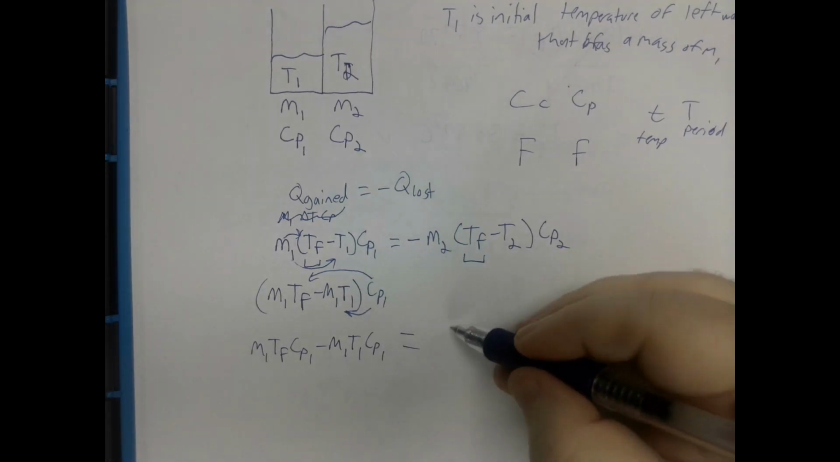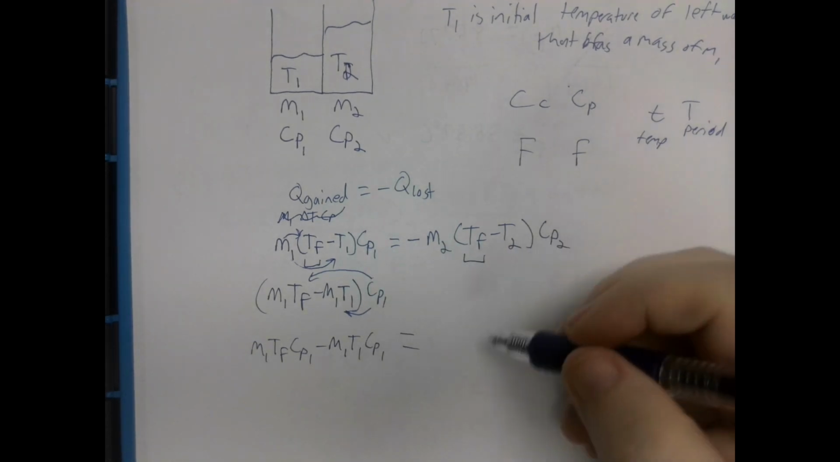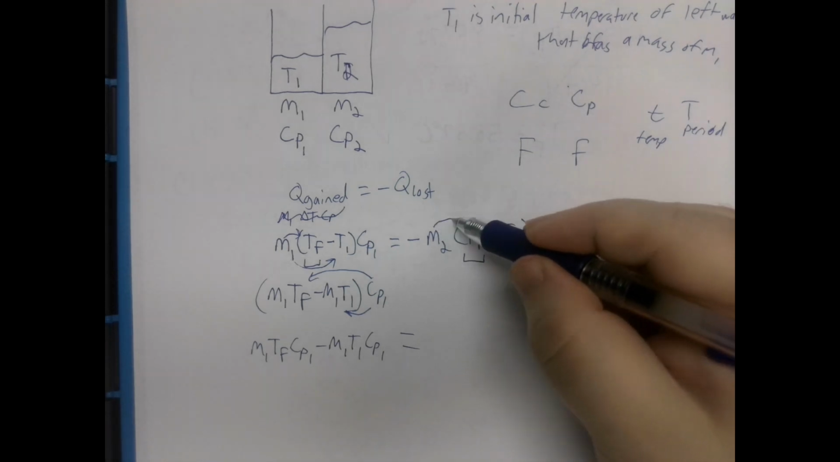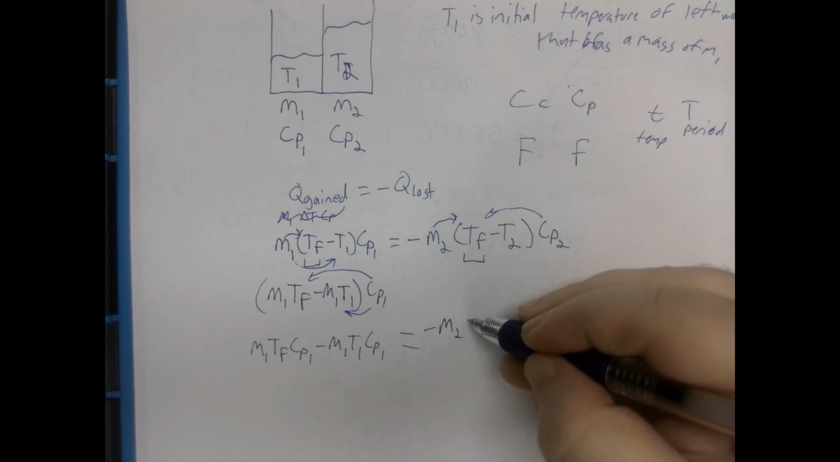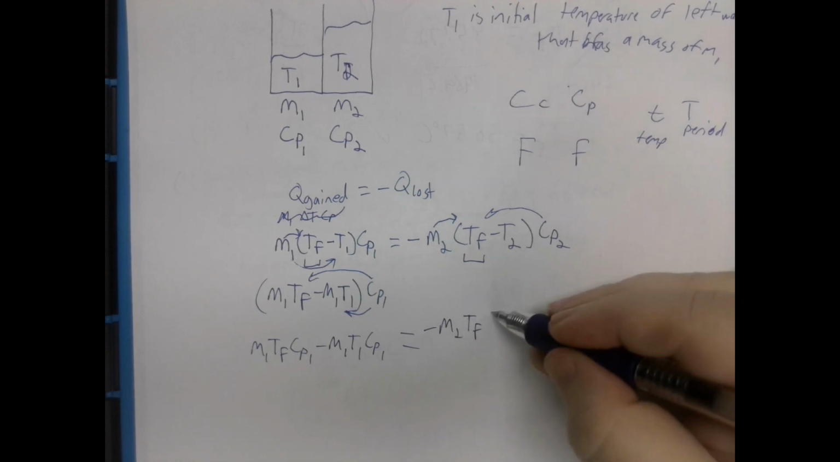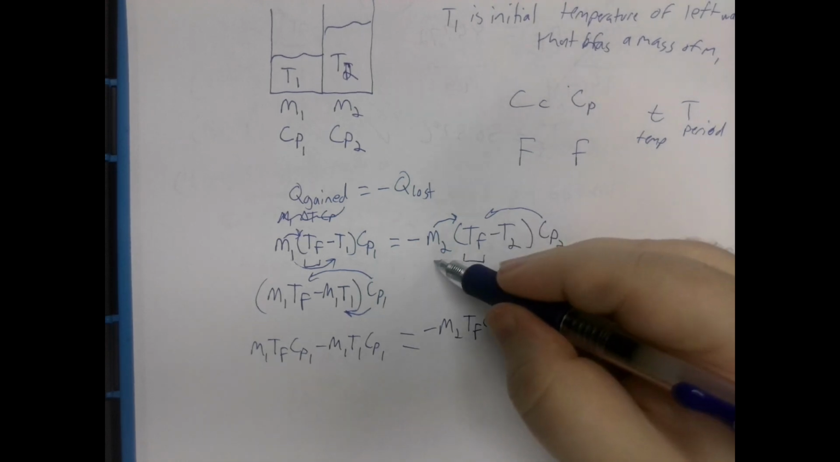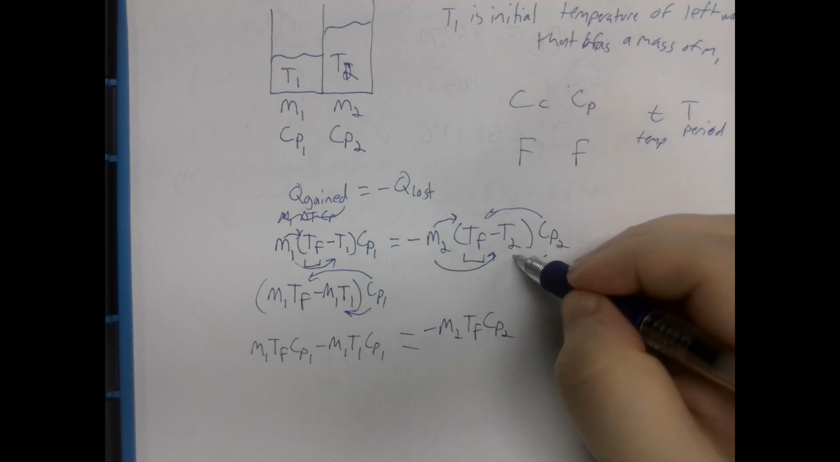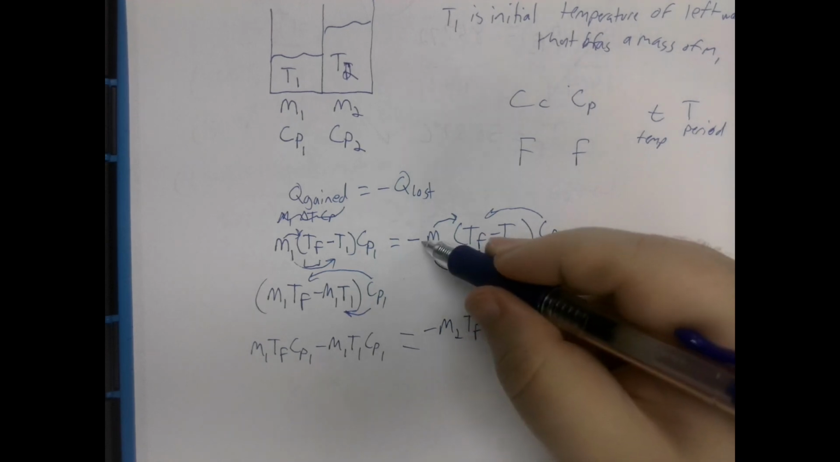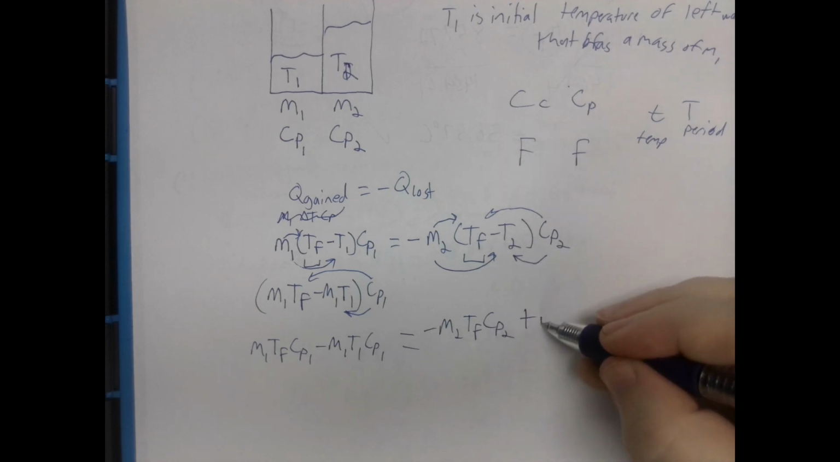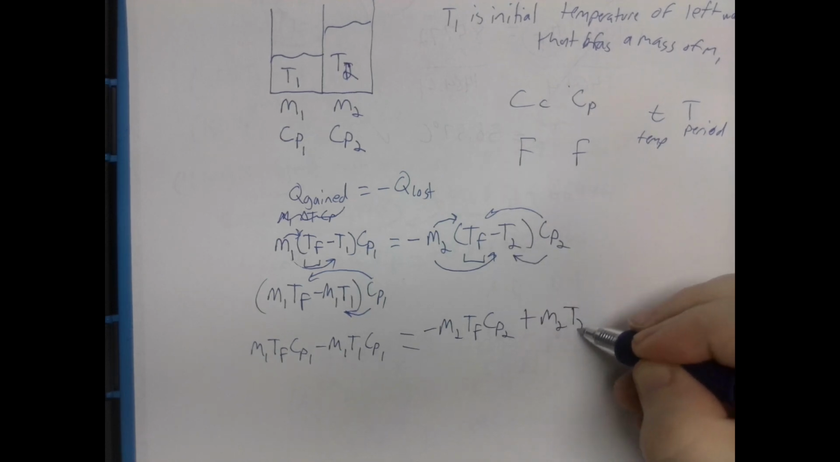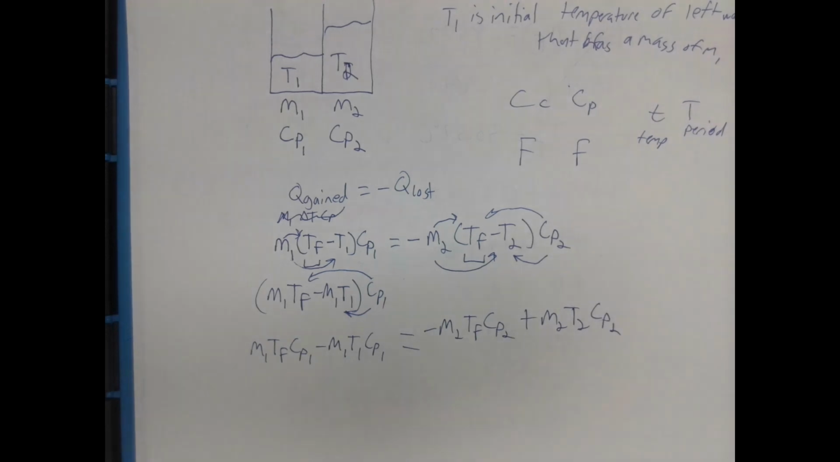That's the left side done. Here I'm going to do the negative and Cp both in at the same time. So this times that, so minus M2 TF Cp2. And then this term and that term times that at the same time, so minus M2 and minus T2 times Cp. That becomes a plus, so M2 T2 Cp2.